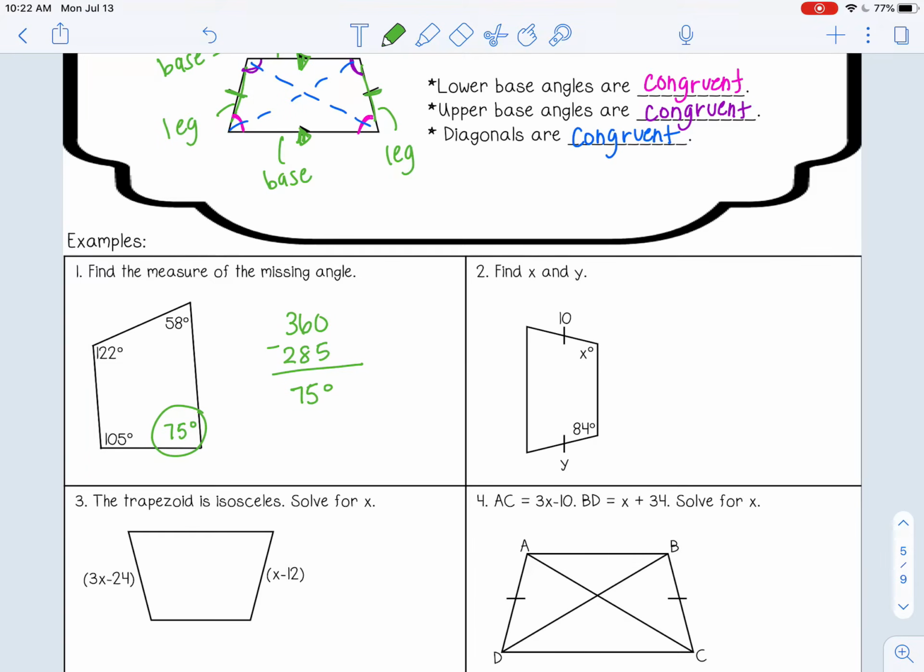All right, number 2 says, find x and y. So this is an isosceles trapezoid, so the legs will be the same, so y is going to be 10. And then the upper base angles will also be the same, so x will be 84 degrees.